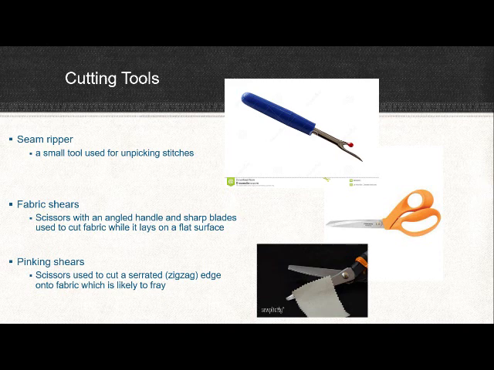The next item we are going to talk about is a pair of fabric shears. I know what you're going to say. Ms. Street, those are scissors. They look like a regular pair of scissors. What is the difference between scissors and fabric shears? I'm so glad you asked, imaginary student. You ask such wonderful questions.